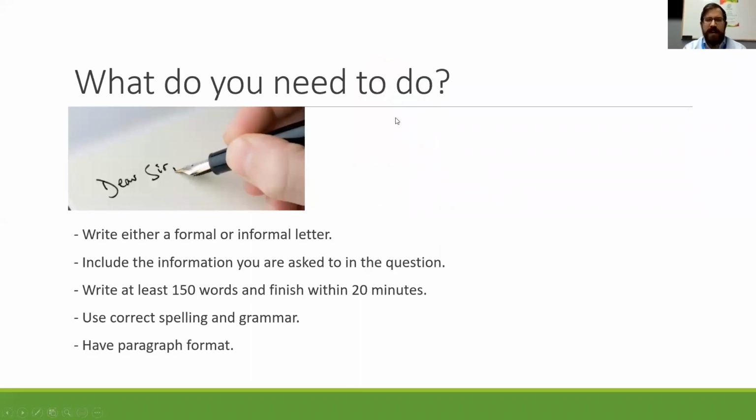So what exactly is the task 1 for general students? Well, it's always going to include writing either a formal or informal letter. You need to include the information that you are asked to include in the question, and you have to write at least 150 words, and you should finish within 20 minutes of writing. Of course, you need to use correct spelling and grammar, and you should have paragraph format.